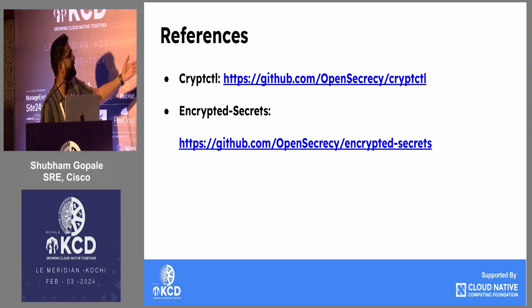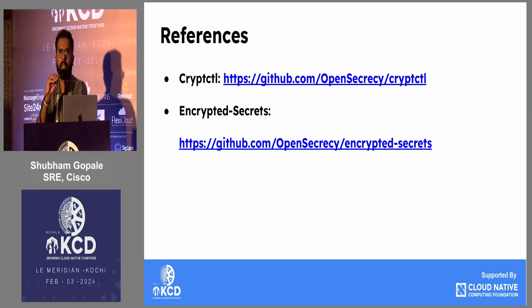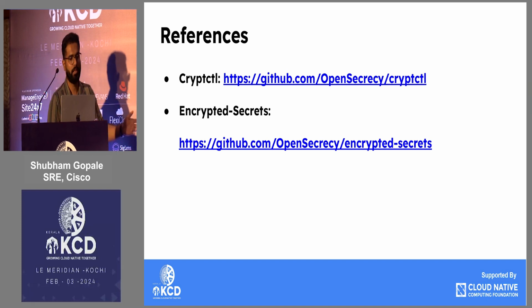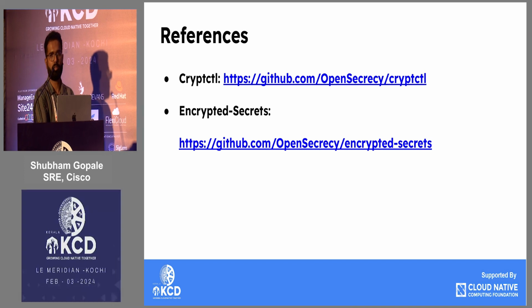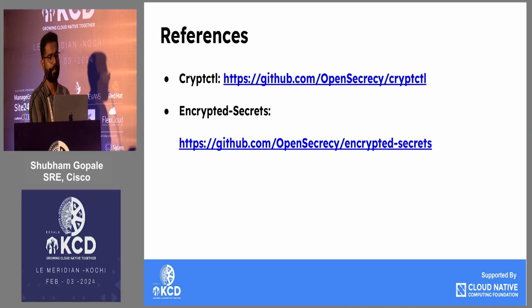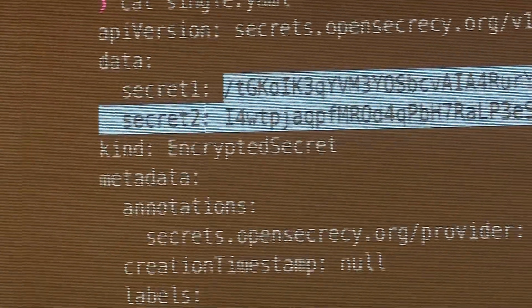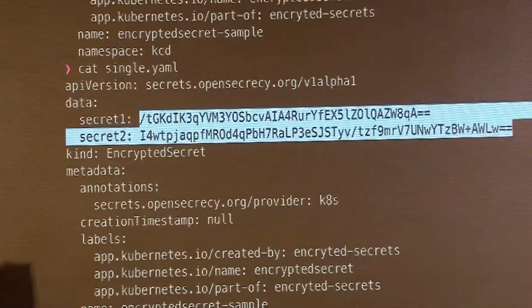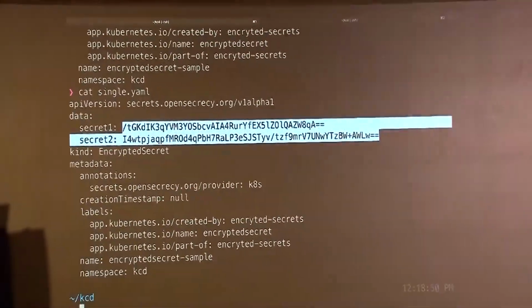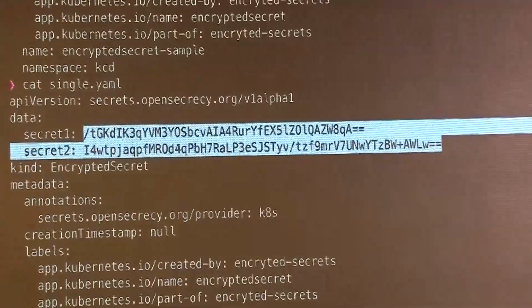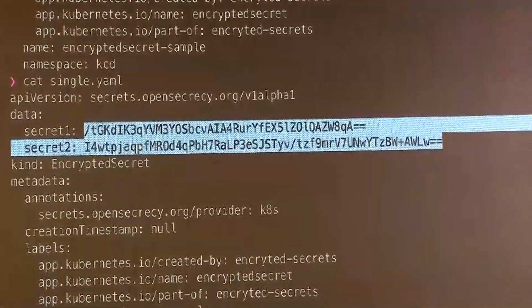Okay, so this is the encrypted secret manifest, right? If you see, all your secrets are encrypted here. It looks like a base64 encoded string, but it is not actually. It is an encrypted secret which is then converted into a base64 encoded value. So this is the YML. You can store this in any Git repo. You don't have to worry about what you are using.